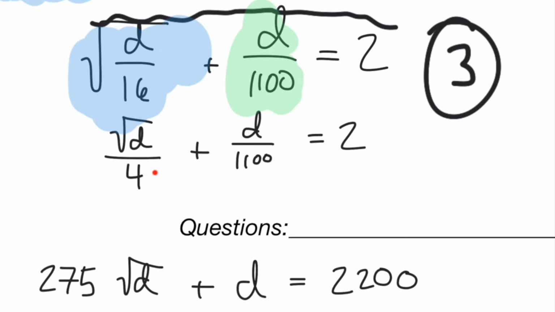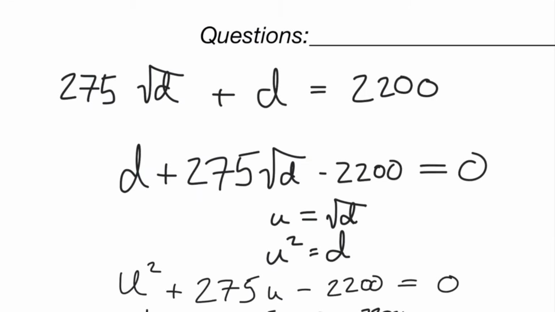Then let's just clear the fraction at this point. That's going to be the most difficult thing. To do that, we have to multiply by the least common denominator, which is 1100. So that means you multiply this by 1100 to get d, 2 by 1100 to get 2200, and this by 1100 to get 1100 divided by 4, which is 275.